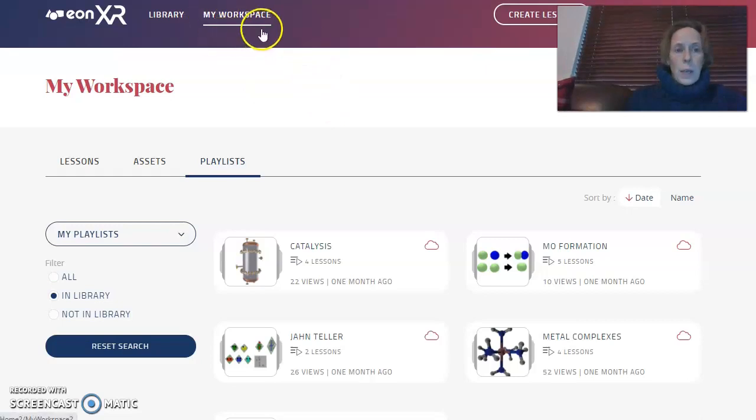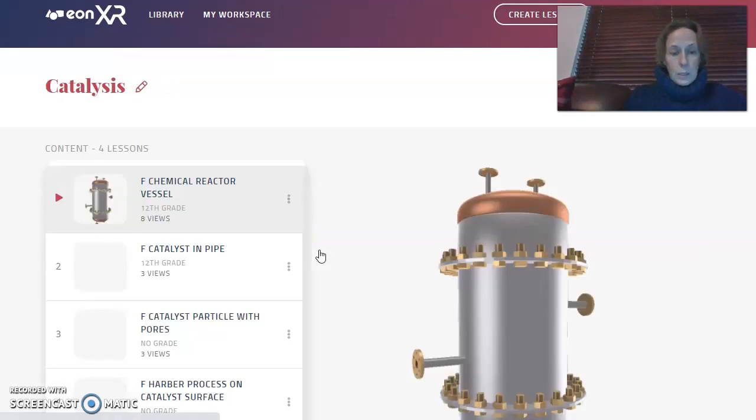Under my workspace and clicking on playlists, you can find the playlists that you have constructed. Over here we can see that I've got 4 playlists. My playlist catalysis consists of 4 lessons, and my playlist of molecular orbital formation consists of 5 lessons, and so on. Today I'm going to look at catalysis and metal complexes. When we open the catalysis playlist, we can see those 4 lessons.